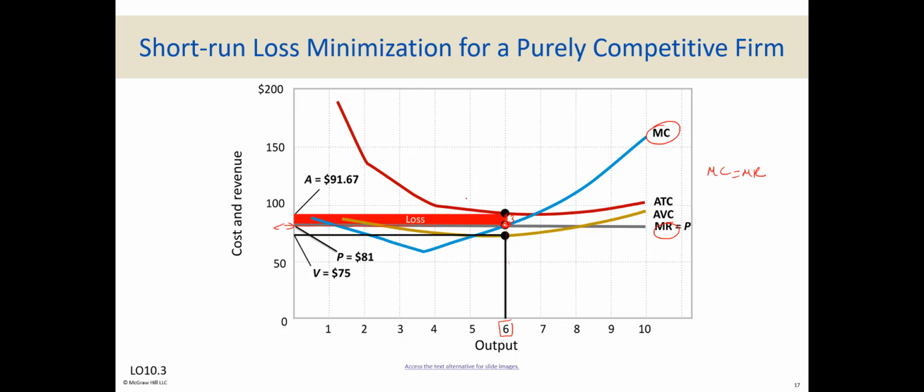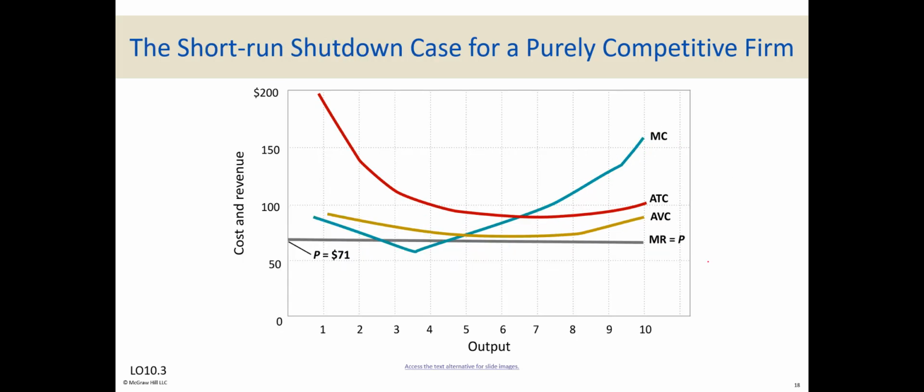And if you want to calculate the entire loss, you will multiply this number, this difference, with the base, which is 6 units. And you will find out this red rectangular area is the loss. And if price is below the AVC, here the price is above the AVC, but if the price is somewhere like here, this firm is better to shut down rather than operate in the short run. So if the price falls below average variable cost, AVC, in this figure you see that price is below the AVC, the firm should shut down in the short run.